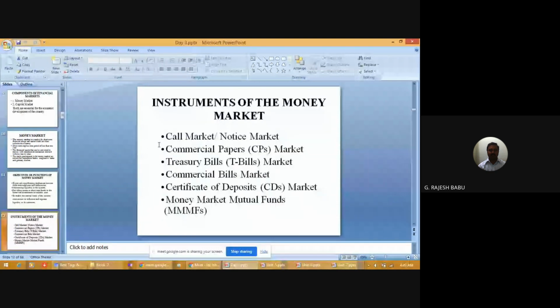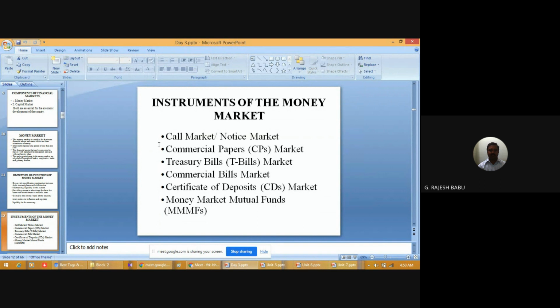Then what are the instruments of the money market? The main instruments traded in the money market and submarkets are: first, call market or notice market; second, commercial paper market; third, treasury bill or T-bill market; fourth, commercial bill market; fifth, certificate of deposit market; sixth, money market mutual funds, MMFs.